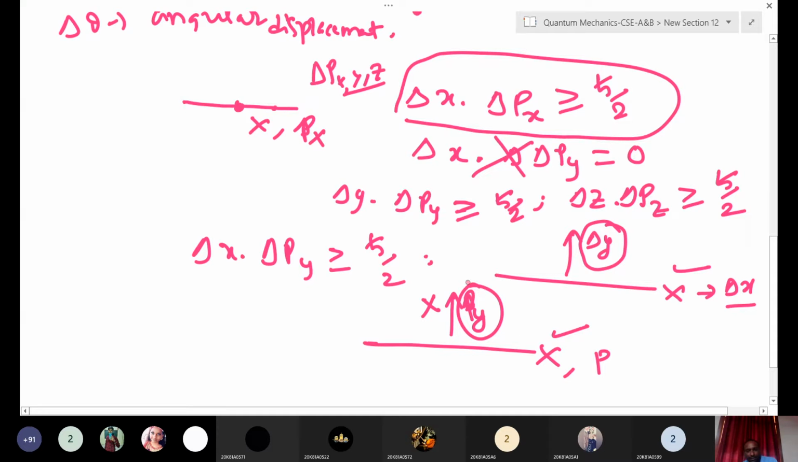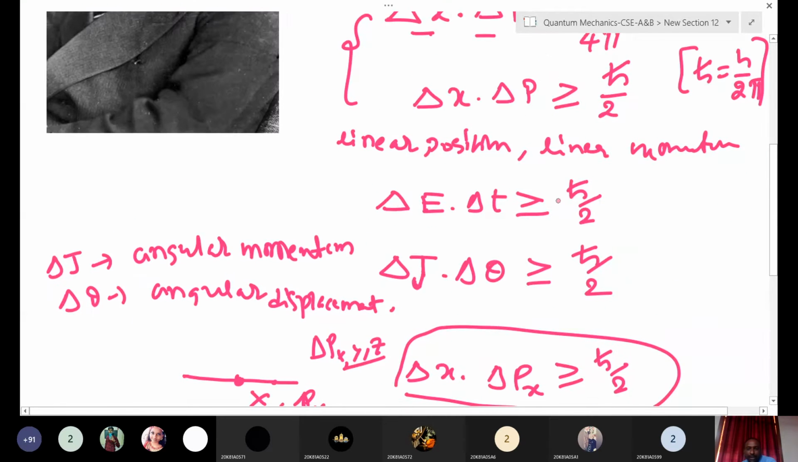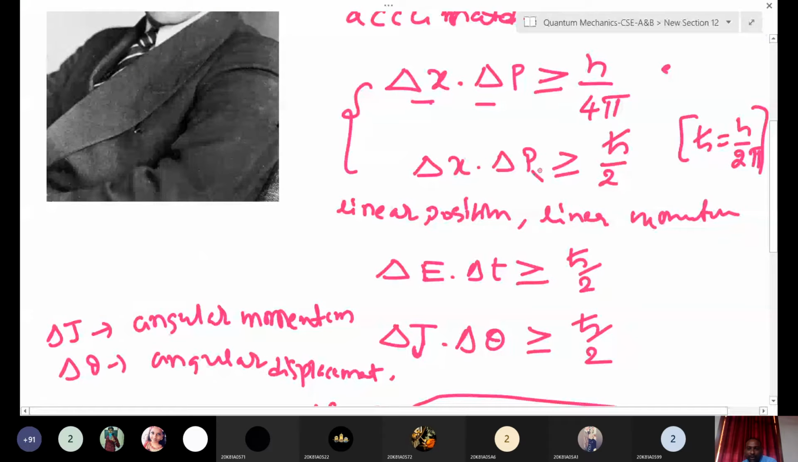That means there is no momentum along the y direction. Suppose if you write this way, it is not correct. It is a convenient way, and we are writing this way, but you have to write x here, then only it is accurate. The equation is correct only then, otherwise it is not correct.